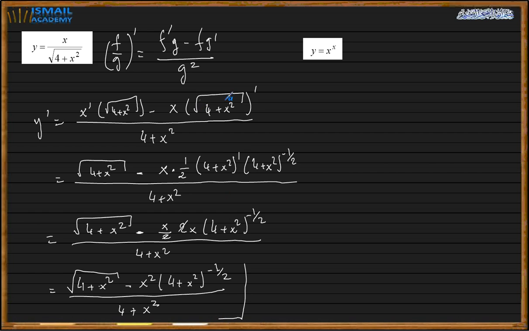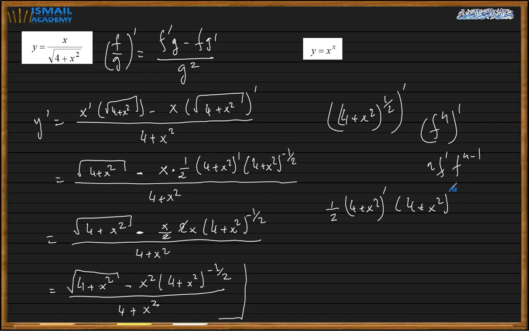So if you want me to show you how I did this, I did the same thing how I got this. This is power rule because it's the same thing as 4 plus x squared to the half prime. So I use this property, f to the n prime, which is n f prime f to the n minus 1. So it's going to be just n is half, 4 plus x squared to the minus half. So now do the next question.